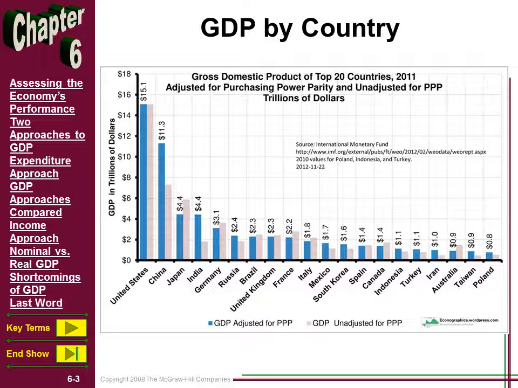So that's why economists generally appreciate the value of using purchasing power parity as a tool to try to equalize, so to speak, exchange rate differences and to accurately measure quantity of output in each country.